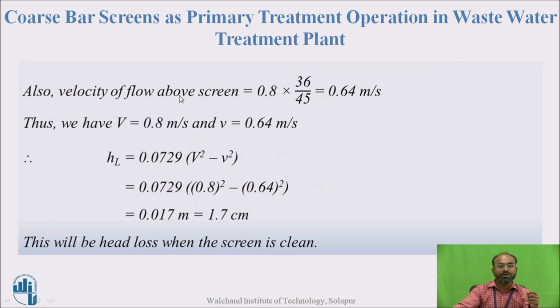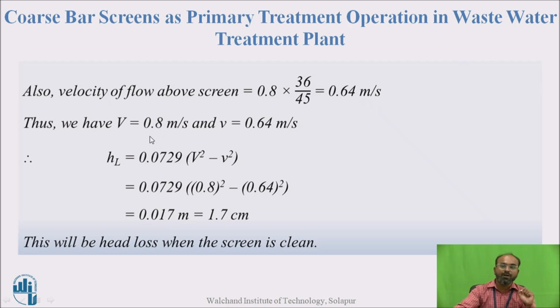Now when I am looking at the velocity before the screens, what I have to do? I have to reduce the velocity. How can I do it? So that is 0.8 multiplied by clear spacing divided by clear spacing plus size of the bar, that is 45. So 36 divided by 45. I will get the value about 0.64 meter per second.